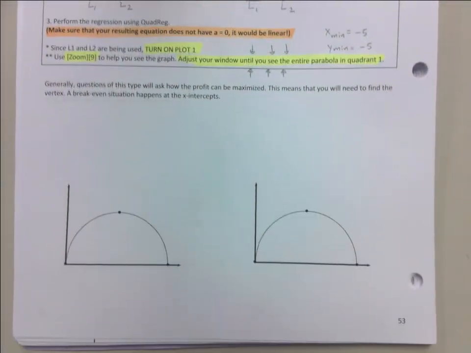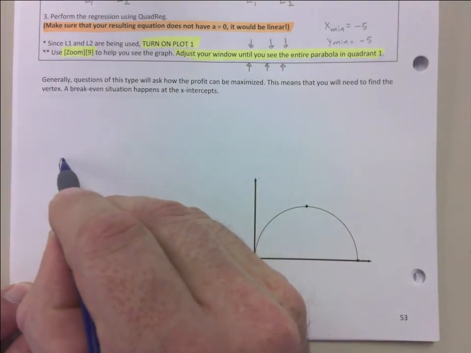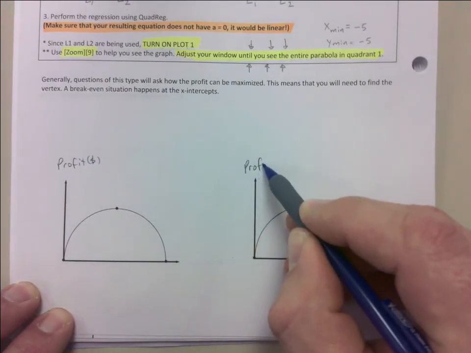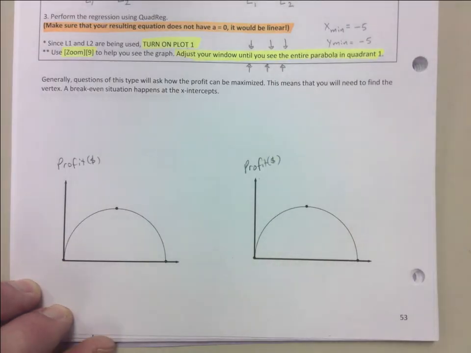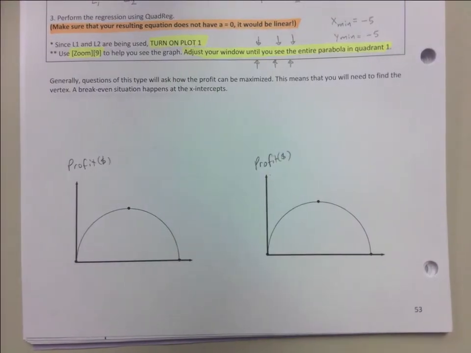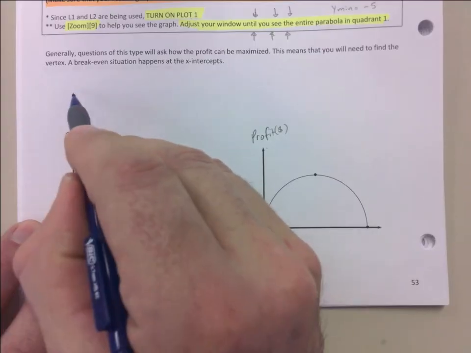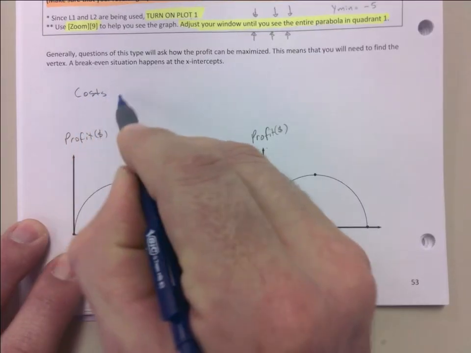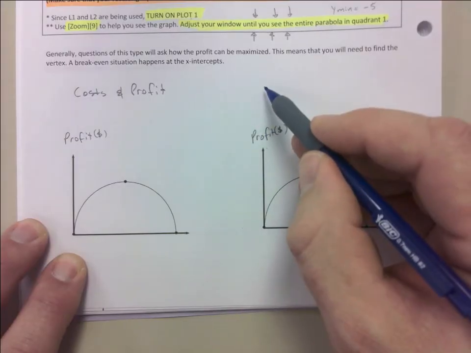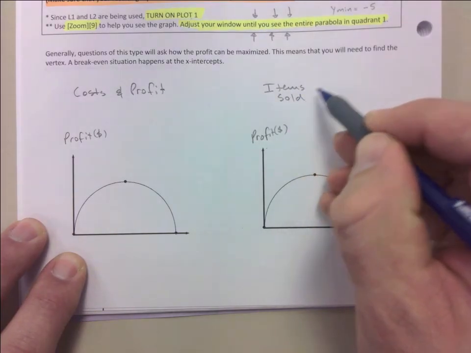Generally, you'll have two scenarios. In both of these scenarios, profit will be along the y-axis. That's in dollars, so that is not going to change. Profit is going to go up the y-axis. That's your L2 entries. What is going to change is, this first graph will relate the cost and profit. This second graph will relate the items sold and the profit.